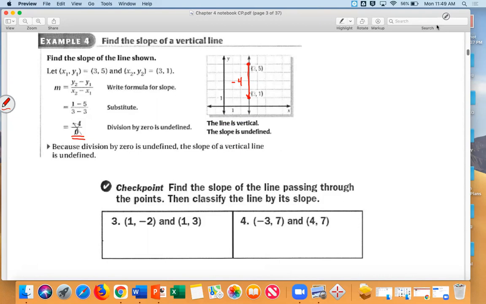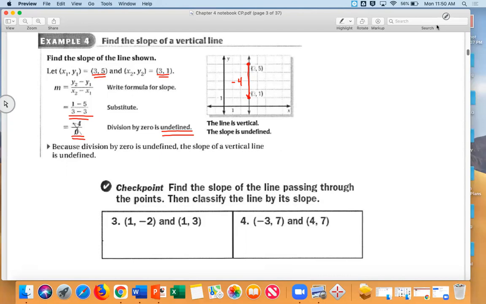But you can't divide by 0. If you plug that in the calculator, you get this word, error, undefined. So this slope is undefined. To get their work that they have, we simply label our points and plug it in. And that's where the work comes from.